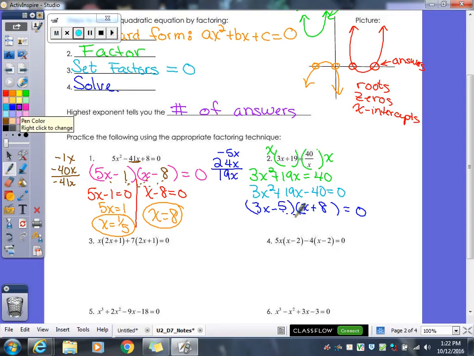So we'll set them equal to 0. Over here on my left side, I would add my 5 over, divide by 3, so I get x equals 5/3. What's our other answer? X equals negative 8.